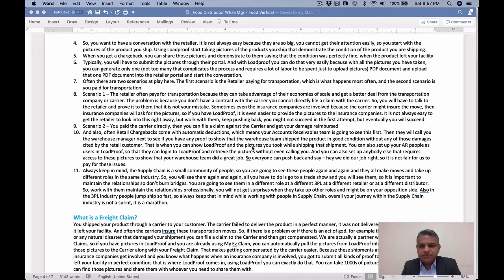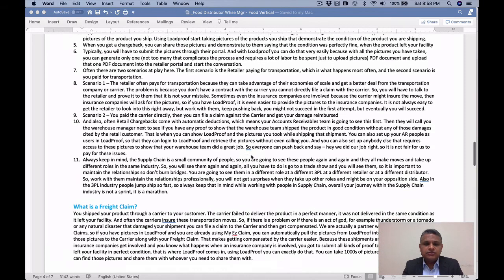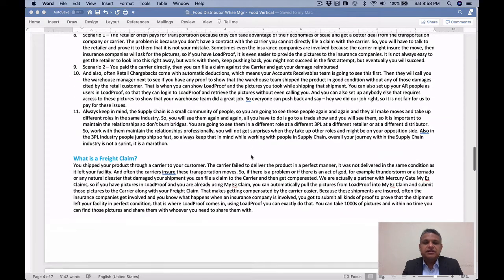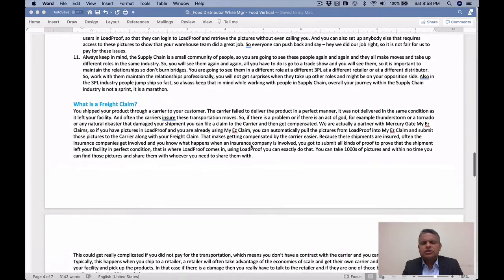I mean, the shipment was shipped in perfect condition, good condition, without any of those damages cited by the retail customer, right? That's when you can show LoadProof and the pictures you took while shipping that shipment. You can also set up your AR people as users in LoadProof so that they can log into LoadProof and retrieve the pictures even without calling you. So it's all automatic, right?